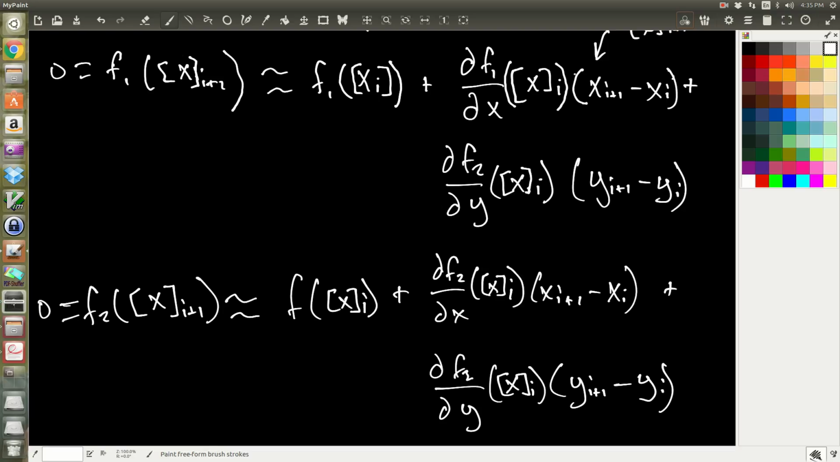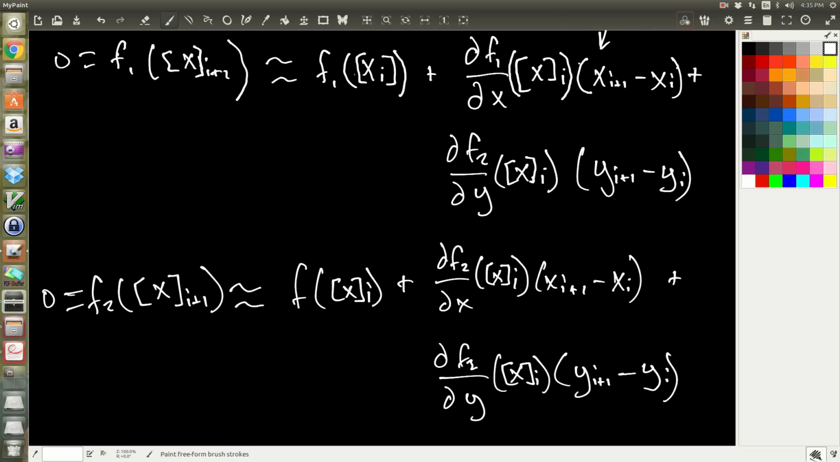And I'm going to take some liberties here and not go through all the algebra, but basically what I'm going to do is take these components right here and move them over to the other side. So this component here, and move it over to the other side, and then this partial derivative of f2 at xi, this is just a scalar.